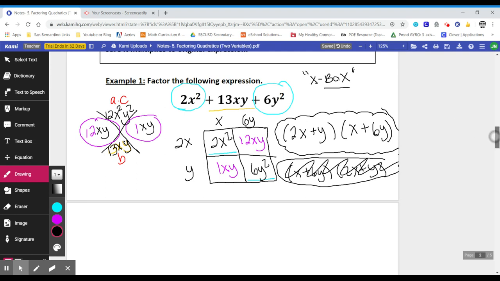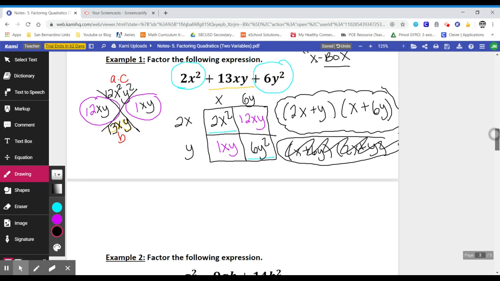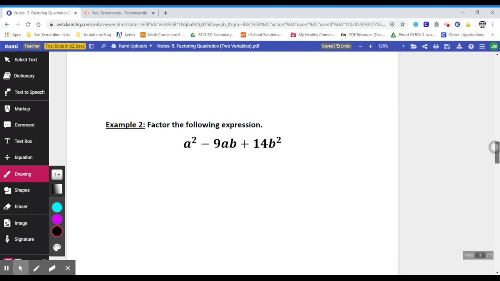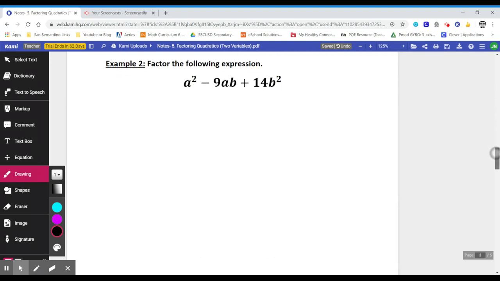Okay, hopefully that's simple enough. I only have a few more examples for you because I know you've done this before. It's just kind of like we're putting two and two together. So here we go. Example number 2. We want to factor this expression out.